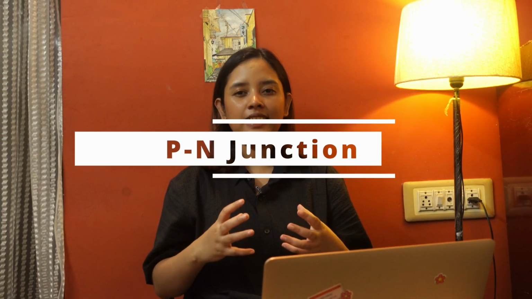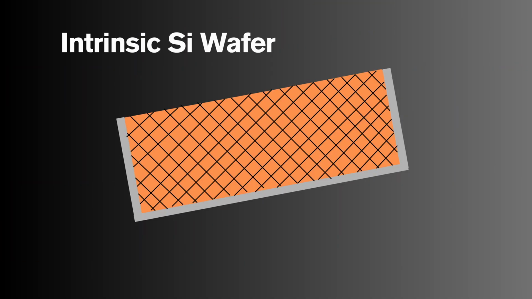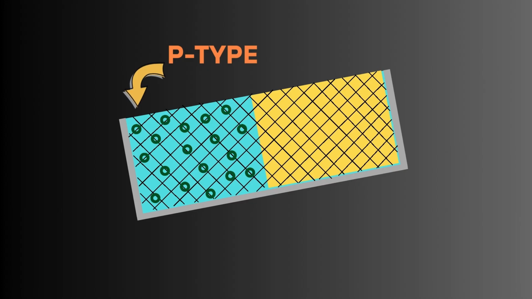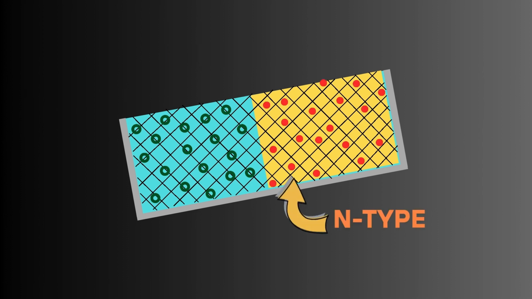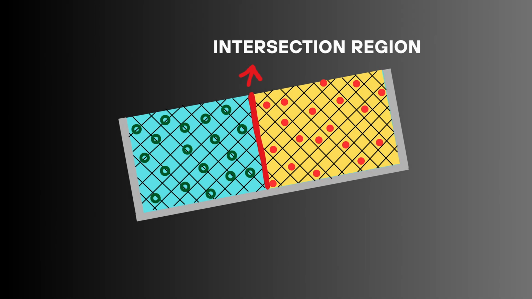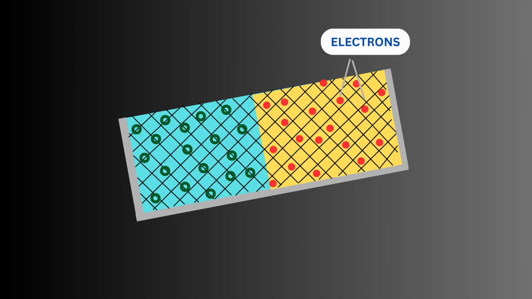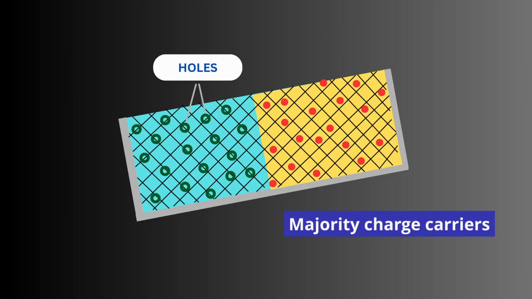So what exactly happens in a p-n junction? In order to understand that, let us consider a thin silicon wafer as shown. Now, if we dope the silicon wafer in such a way that half of it is p-type and the other half is n-type, something very interesting happens at the intersection. If you remember, and we have also discussed it in the last video, n-type semiconductors have electrons as the majority charge carriers. On the other hand, p-type semiconductors have holes as the majority charge carriers.